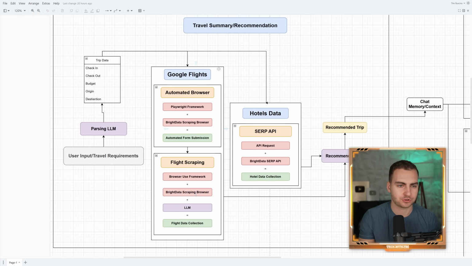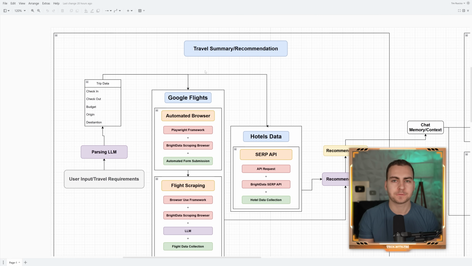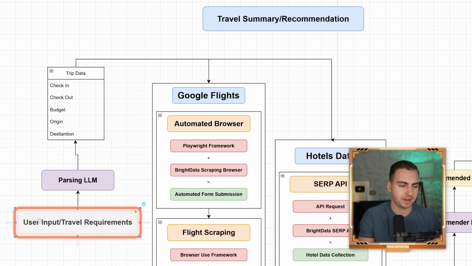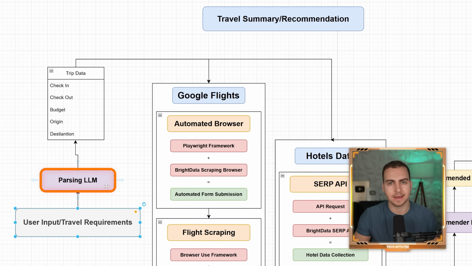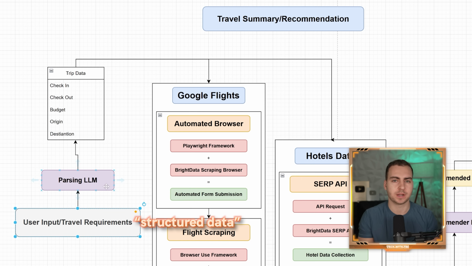So let's start here with our travel summary and recommendation. Now, the first thing we need to do for this tool to work is we need to give it some kind of prompt. So if you see here, I have this user input travel requirements. And then after that, what we do is we parse these requirements using an LLM. So just something locally, or we can use like Claude or GPT to get what's known as structured data. So out of LLMs, you can actually grab structured content. And first we need to understand like the check-in, the checkout, so we can then use that later in our API requests. So anyways, we get some trip data parsed into kind of a schema that we want, and I'll show you this in the code later on.